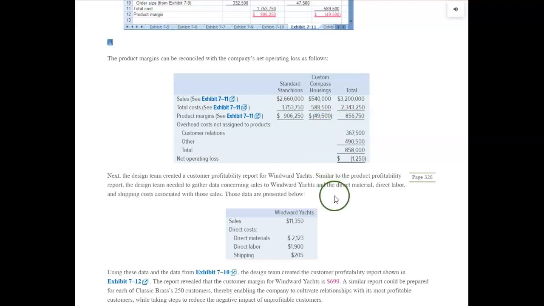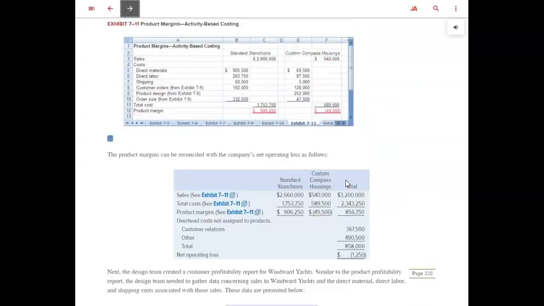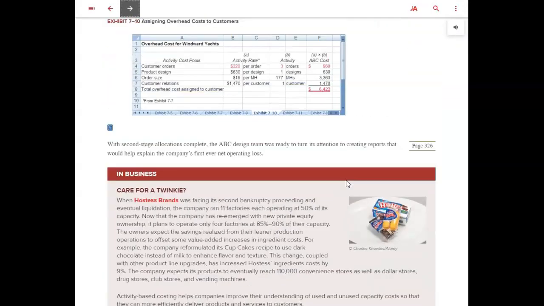Now let's look at Windward Yachts. Let's prepare a little schedule just for this customer. Here were the total sales to this customer, and we had the direct materials, direct labor, and direct shipping cost. Drop those numbers down to here. We've already calculated these earlier. Let me show you this again. Remember the 960 down to 1470 came right here, 960 to 1470. Overhead cost allocated to just this one customer only.